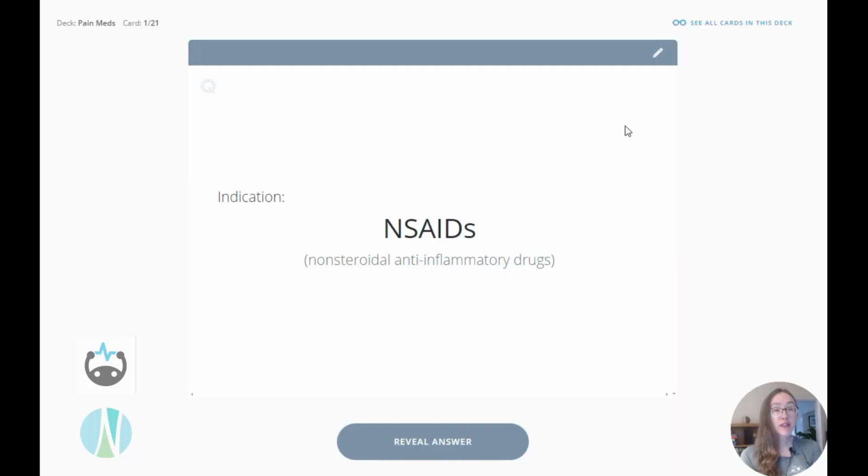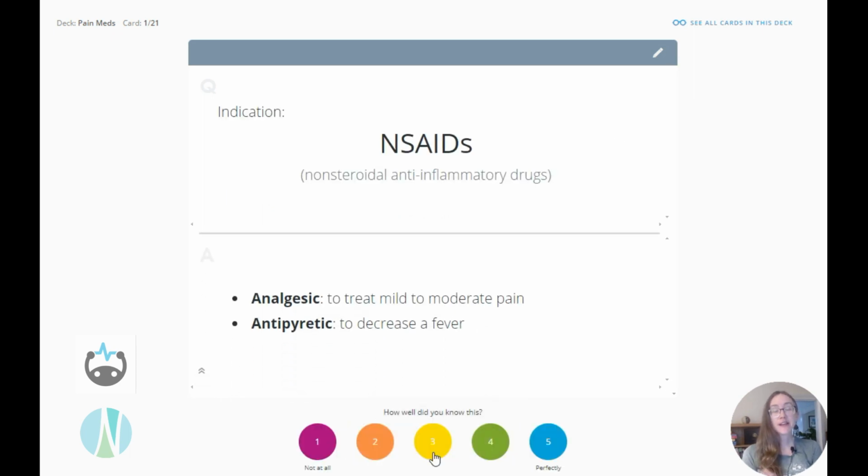We'll start off with NSAIDs. So what are those for? What are their indications? The non-steroidal anti-inflammatory drugs are an analgesic, so they treat mild to moderate pain. So really pain that would go up to maybe 7 or 8, sometimes even higher, they'll use these. And then they're also an antipyretic, so they decrease a fever.